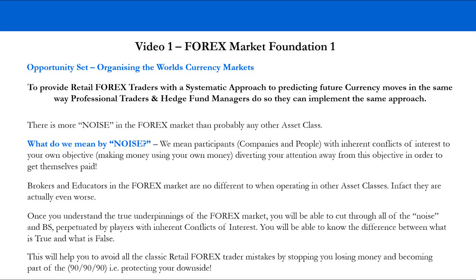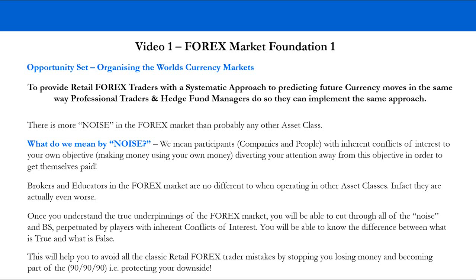So once you understand how this conflict of interest is against all of your own objectives, you're going to understand and know the difference between what is probably true and what is false in the markets. And that's going to really help you to avoid all of the retail Forex trader mistakes. And it's going to stop you losing money. So becoming part of what we call the 90-90-90 in the Forex markets, which is 90% of retail Forex traders lose 90% of their money within 90 days. And it's going to protect your downside.